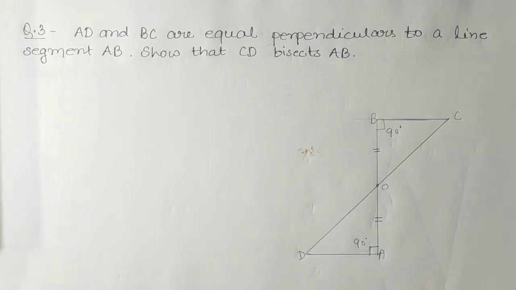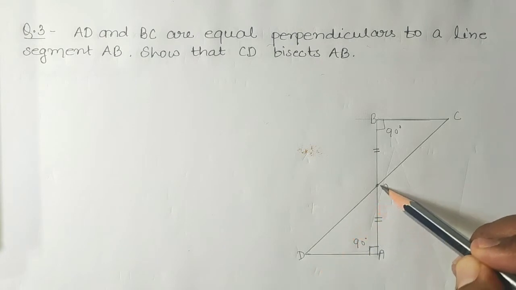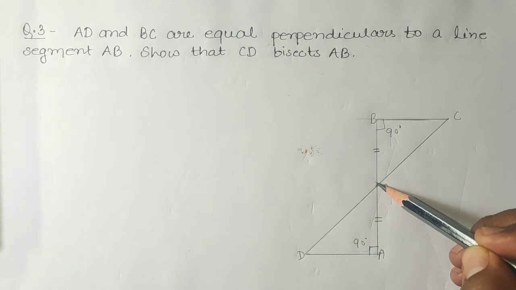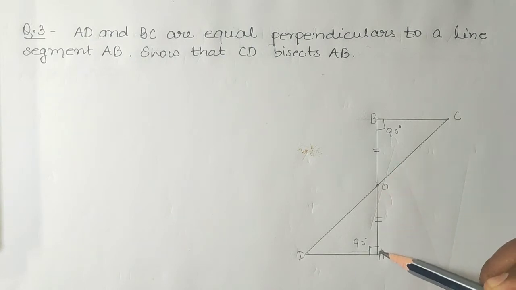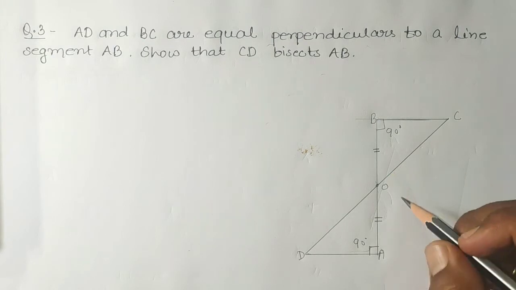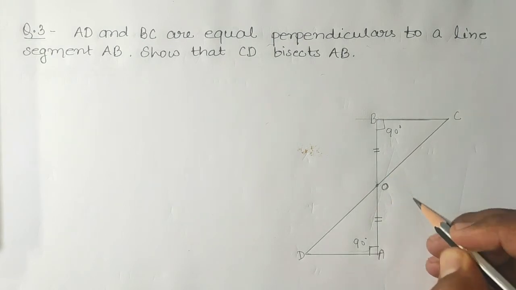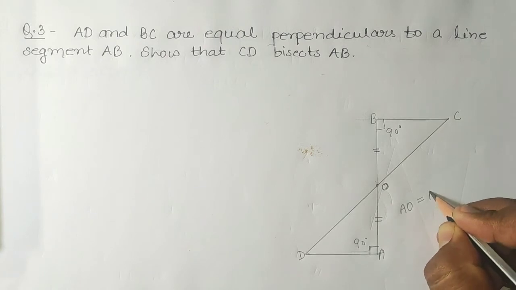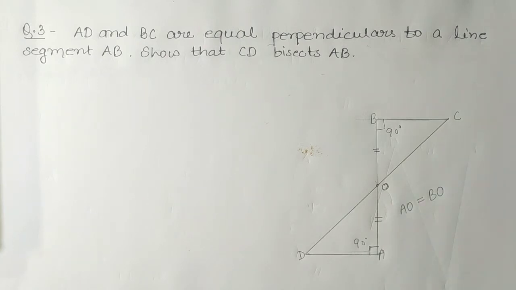Try to understand, students. The question is, we have to show that this line CD is bisecting the line AB. Bisecting the line AB means line AB is divided into two equal parts. That we have to show, which means we have to show that AO is equal to BO. Okay students, how will we show it? Let us see.